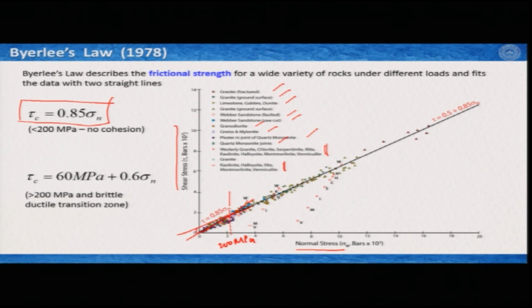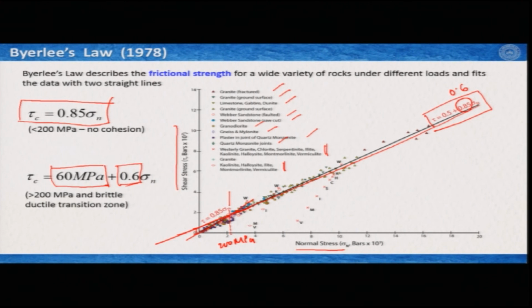However, at higher confinement, if we continue like this, and here he found this equation where the cohesion is about 60 megapascal and the coefficient of friction is about 0.6. I am sorry, this is written wrong, this should be 0.6. So, this is how we can figure out that the friction or strength of the rock is not a function of the composition of the rock.